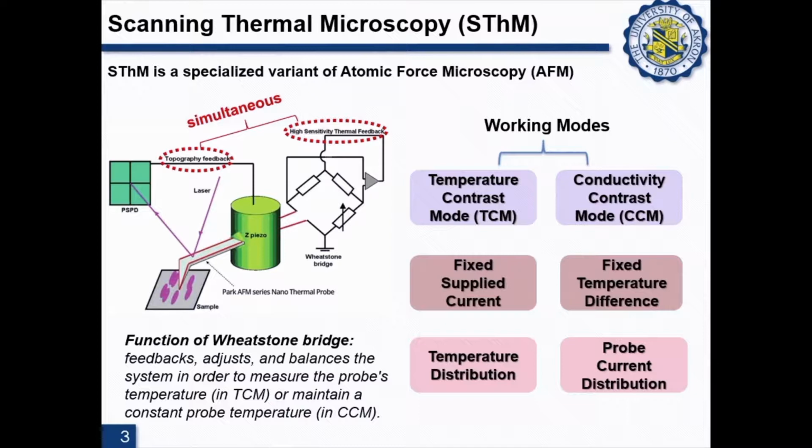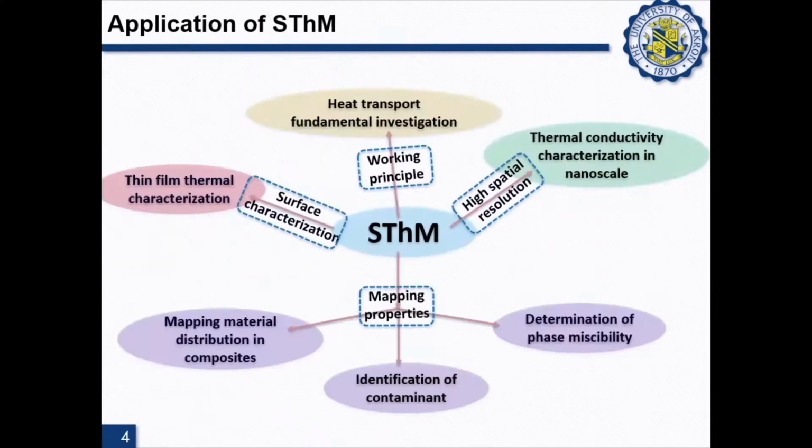TCM mode and CCM mode are two different working modes of the SThM. TCM mode is temperature contrast mode, in which we fix the supplied current and we can get the temperature distribution of the sample because of the different thermal properties of the sample. And for the CCM mode, the conductive contrast mode, we apply a fixed temperature difference between the thermal tip and the sample surface, and then we can get a proper current distribution to reflect the sample thermal conductivity.